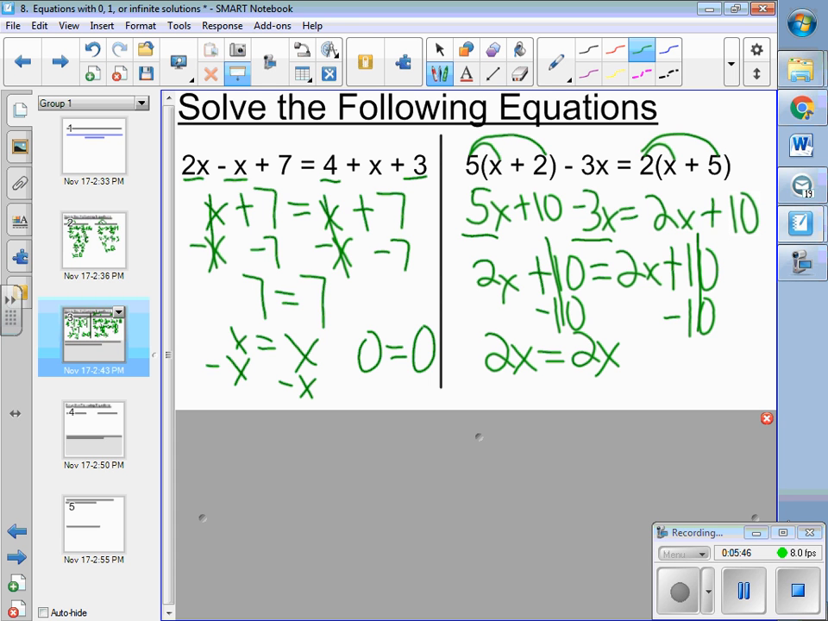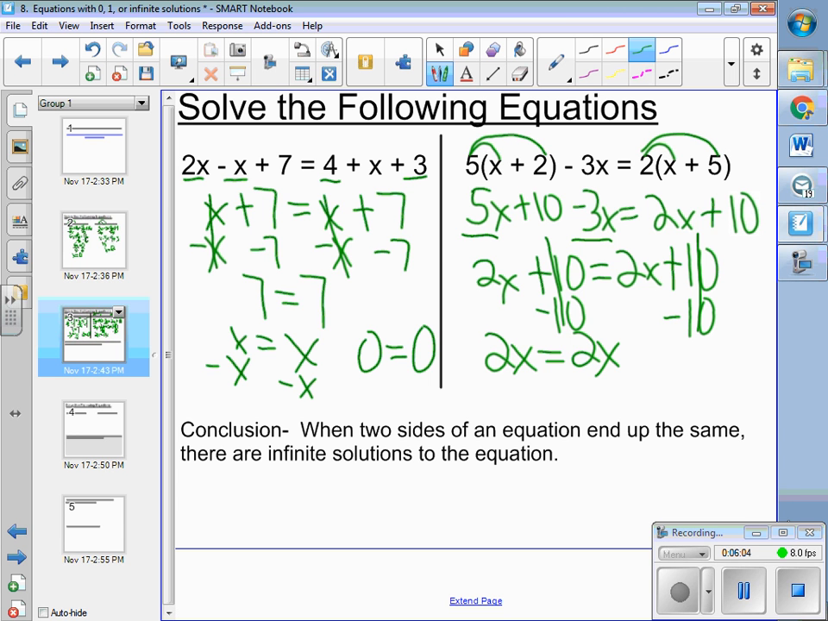So now, basically, we know right away what our conclusion is going to be. They equal each other. So when you have equations that equal each other like this, then you know you can come up with a conclusion. Your conclusion is when two sides of an equation end up the same, there are infinite solutions to the equation.